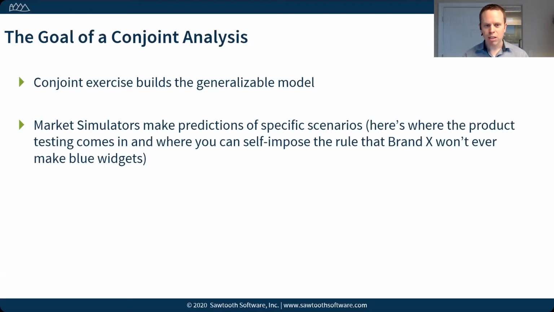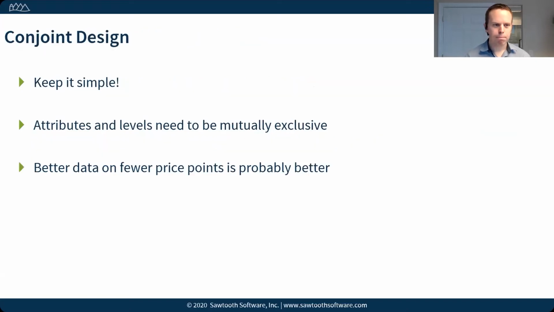So conjoint builds the generalized model. Market simulators are where we can say, hey, my brand never makes blue widgets, so I'm never going to simulate a blue widget option. But that doesn't mean you don't want to understand how people's preferences relate to each other based on different colors and different brands. So you've almost got the idea of statistical efficiency, right? We want to make sure that everything is nicely balanced and varying evenly, and that's your best bet at coming up with a model that helps you understand what people's preferences are without messy correlations and confounding effects and things like that.